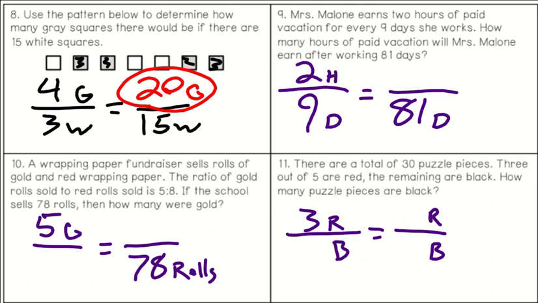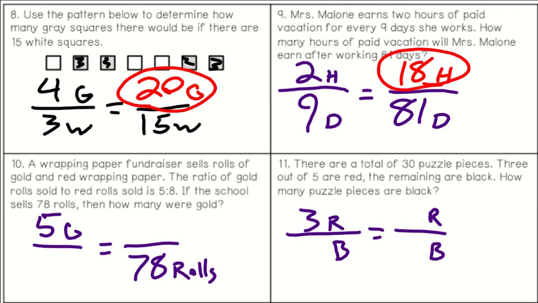All right, a couple of these are a little trickier. So number 9, Ford. 18 hours. 18 hours. That one, a little more straightforward. We got 9 days or 2 hours paid vacation every 9 days. So if she works 81 days, we're multiplying by 9. That's giving us 18 hours. All right, the other 2 get a little trickier.